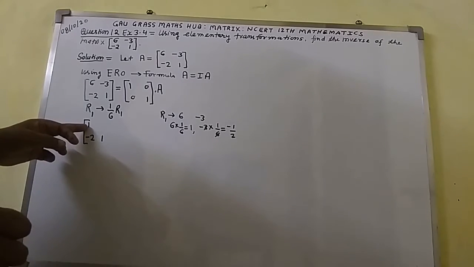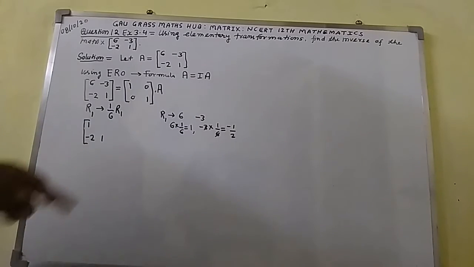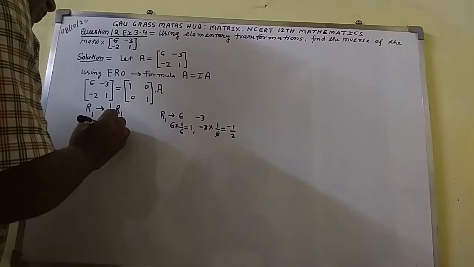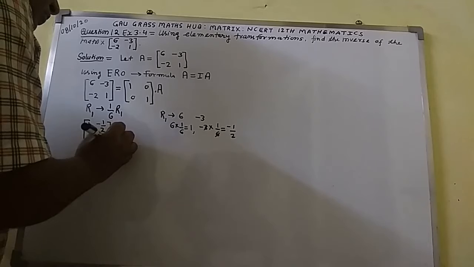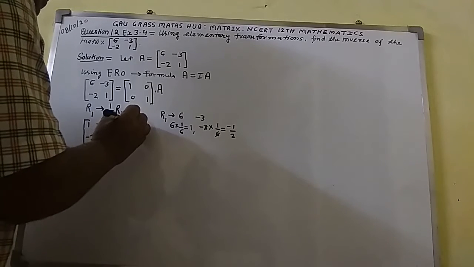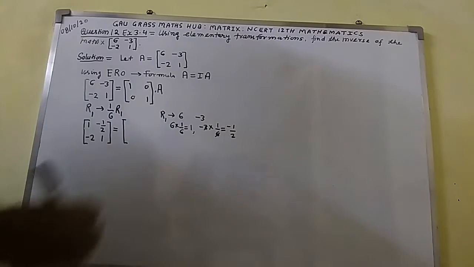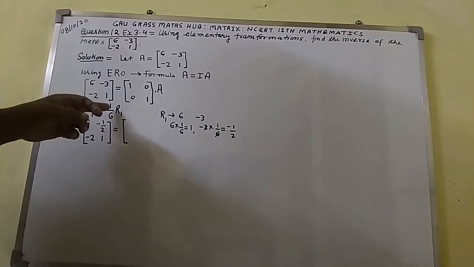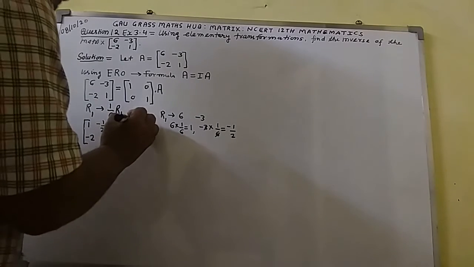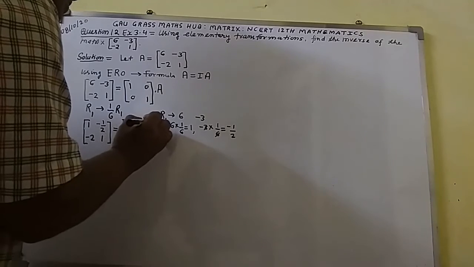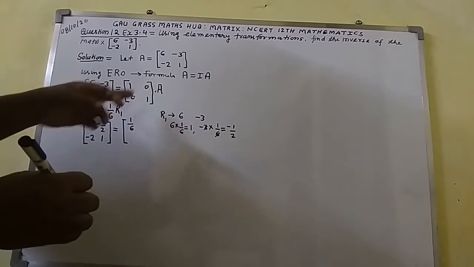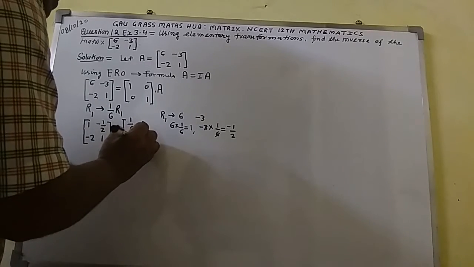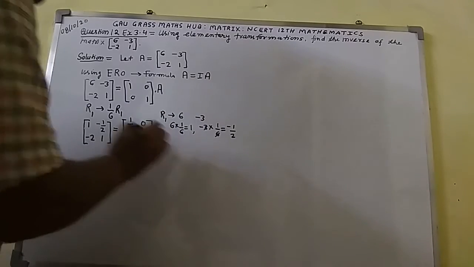R1, the elements of R1 will be 1 here, and second element of R1 will be minus 1 over 2. It will become, closing of square bracket I shall write here. Opening of square bracket and elements of R1. This is the element of R1. The R1 goes to 1 over 6 dot R1. So here it will become 1 over 6. This will become R1. If I take here 0, 0 over 6 it comes out to be 0. And here write 0, 1. Like this we should write.